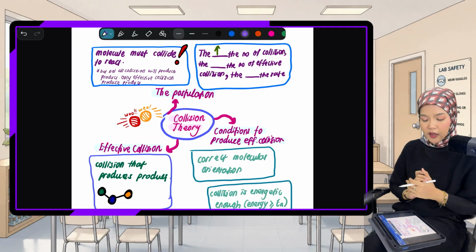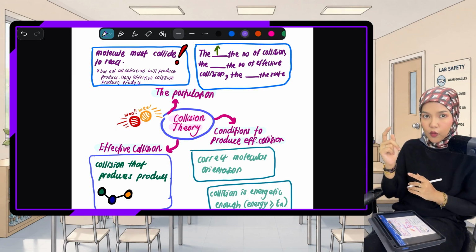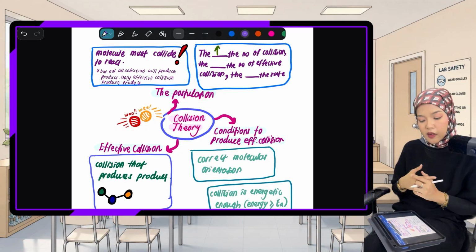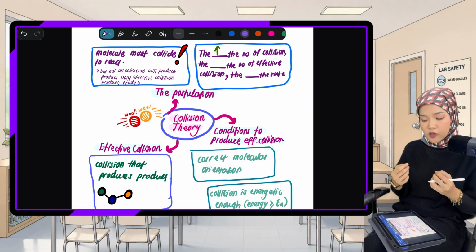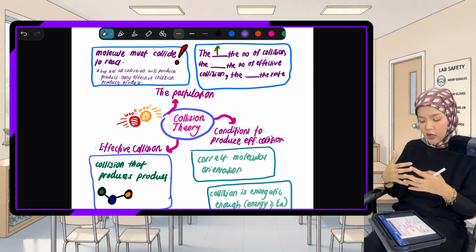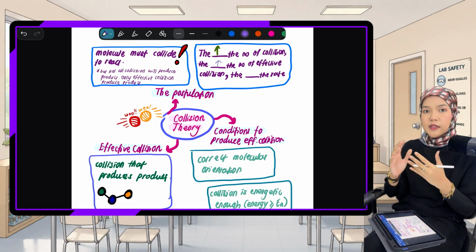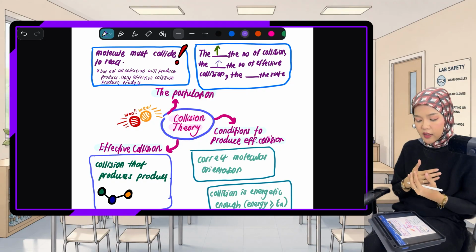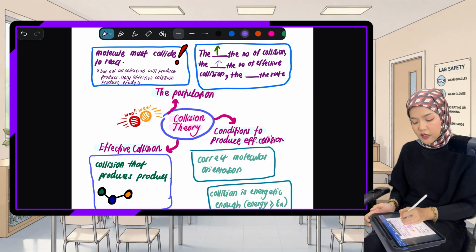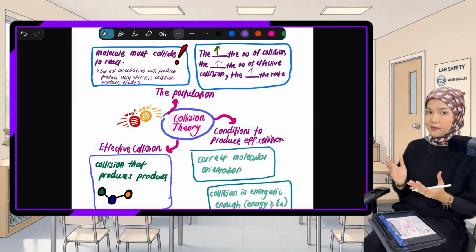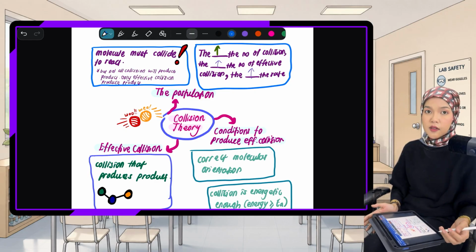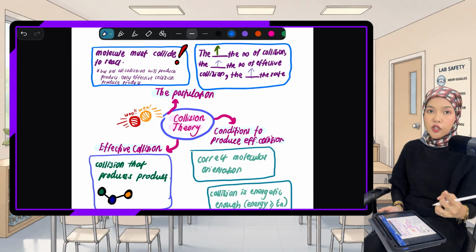Collision theory postulates that molecules must collide if they want to react. Remember, not all collisions will produce the product. Only the effective collision is going to produce the product. So basically, if you have more collisions, you are going to have more effective collisions, logically speaking, right? And if you have more effective collisions, you are going to have a higher rate of reaction. So what is an effective collision? An effective collision is a collision that produces product.